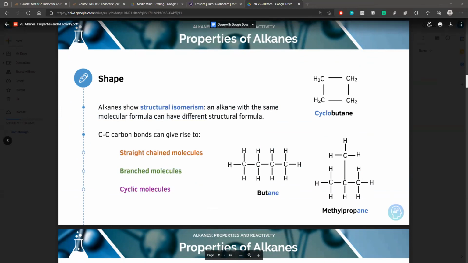Can you tell me which type of structural isomerism this is? It's chain isomerism, yeah, because it's to do with the chains, side chains. Yeah, perfect.